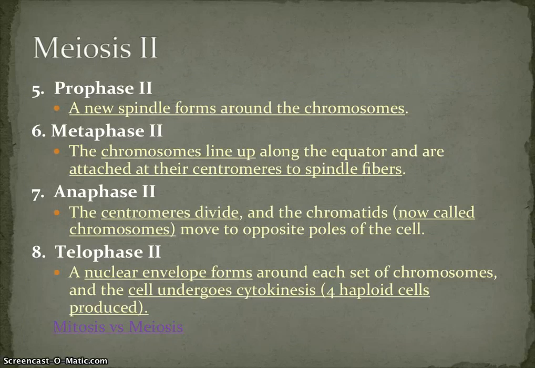Meiosis 2 is the second division of the nucleus, and notice that there's no difference in prophase 2. All it really is, is a new spindle forms. The nuclear envelope's already dissolved, you already see the chromosomes, so that's a little different. But metaphase, anaphase, and telophase is halving it a second time, so the overall finished product is 4 haploid cells that have half of the DNA.